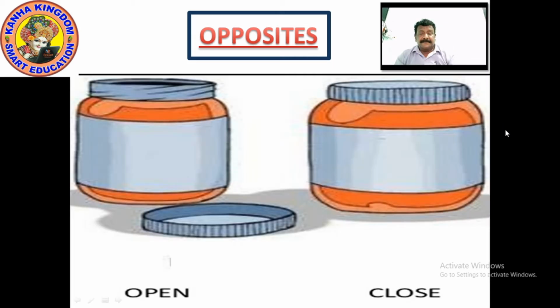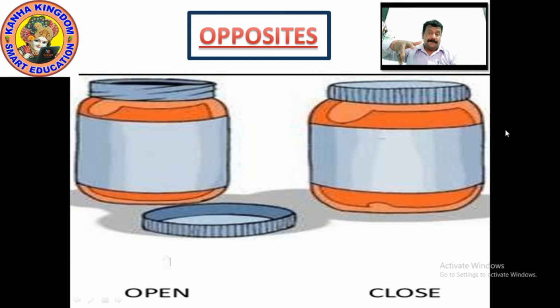Now you can see opposites. Open, close. What do you understand by open, close? Right. Here you can see the example where it is given. There are two plastic boxes which have a lid. In one, the lid is open. He has opened one lid. So it is said as open.